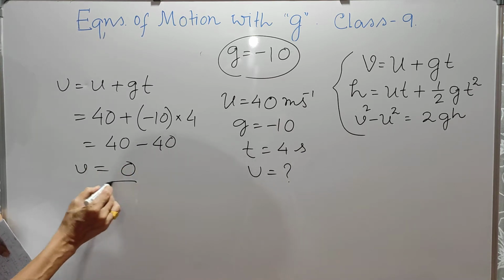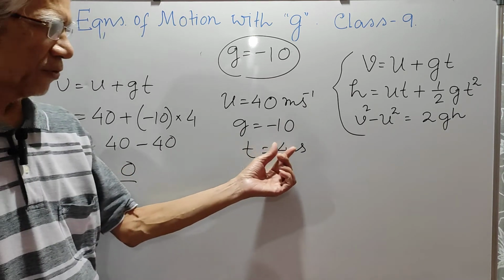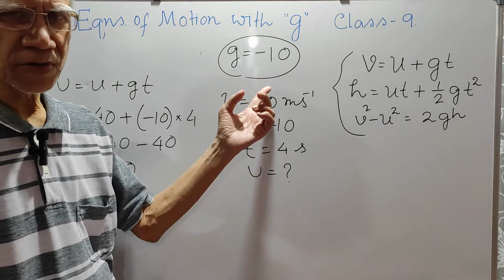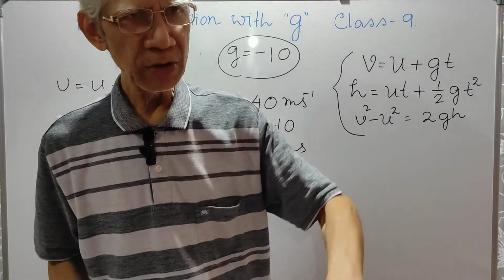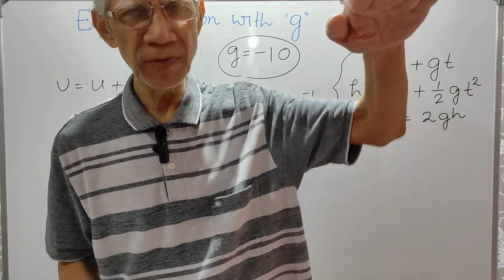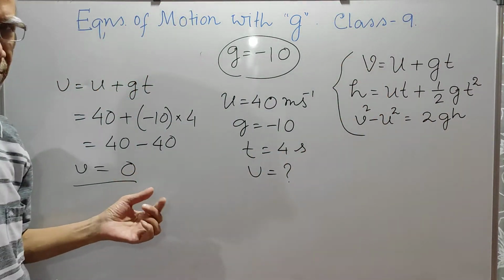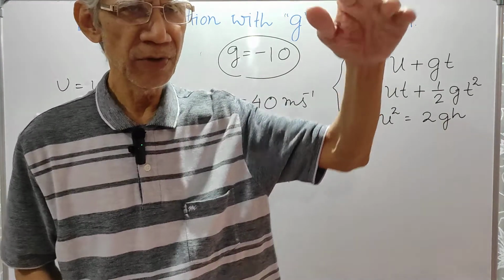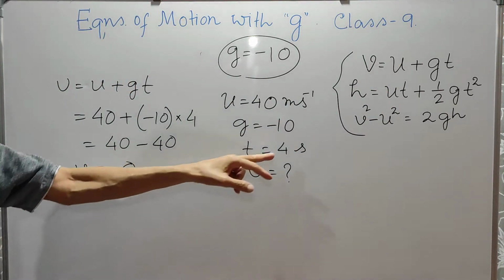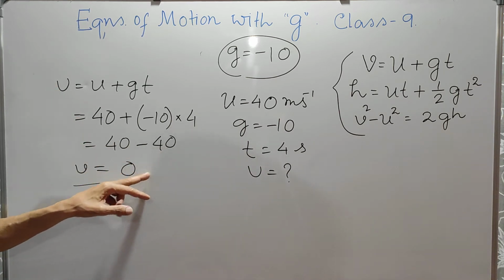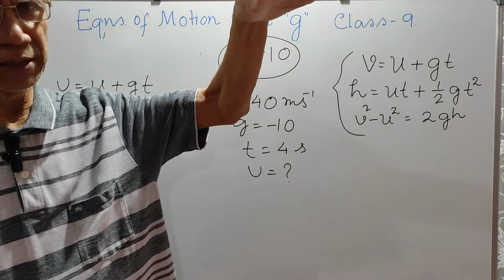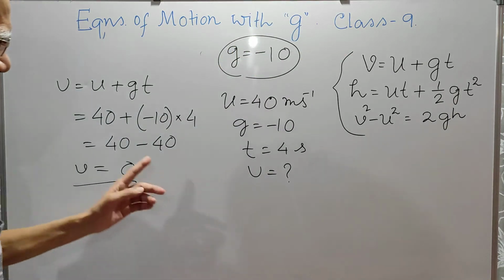So after 4 seconds, the body's velocity is 0. That means it has stopped. That is the maximum height. When a body is going up, at maximum height it will stop, so velocity will become 0. That means the body has reached maximum height. So after 4 seconds, what is the velocity? We found velocity 0. That means the body has reached maximum height. Is it clear? So this is the way.